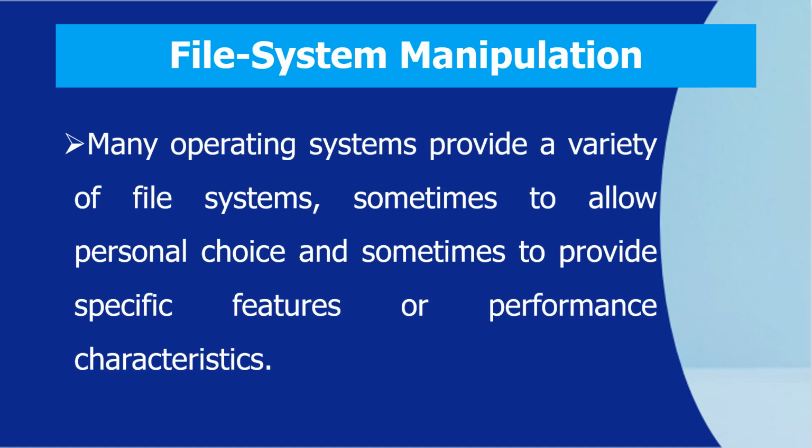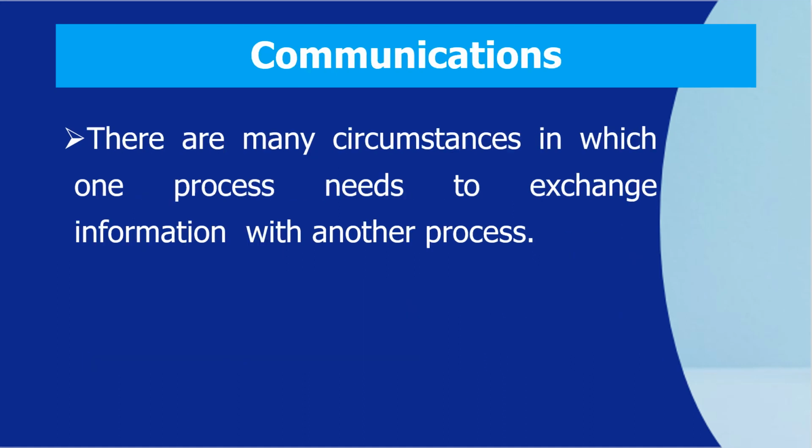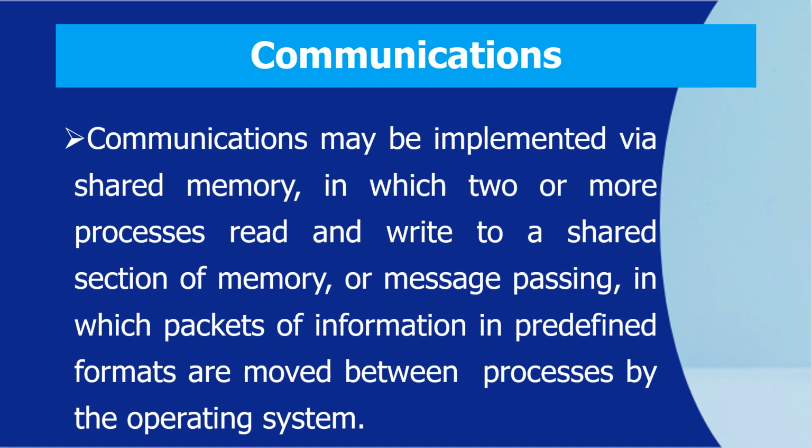Many operating systems provide a variety of file systems, sometimes to allow personal choice and sometimes to provide specific features or performance characteristics. Communications. There are many circumstances in which one process needs to exchange information with another process. We can communicate with shared memory, in which one or more processes read and write to a shared section of memory, or message passing, in which packets of information in predefined formats are moved between processes by the operating system.